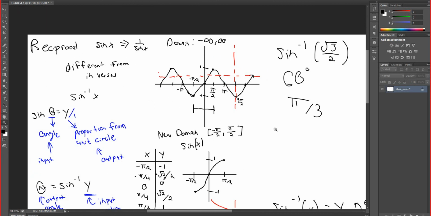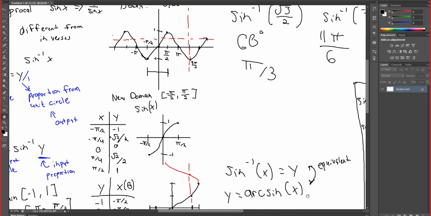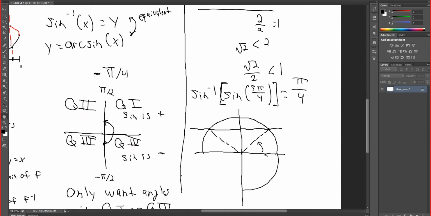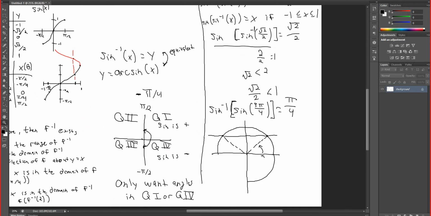So that's something we're going to keep doing with the other functions. We're going to keep using that horizontal line test to find their domains, and then essentially repeating these properties for the other functions, but we'll be doing that tomorrow.